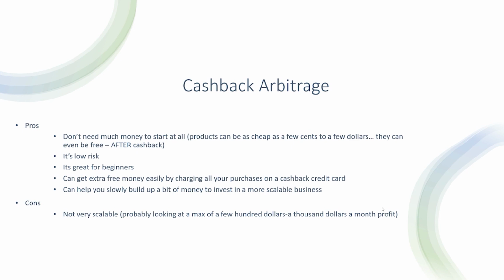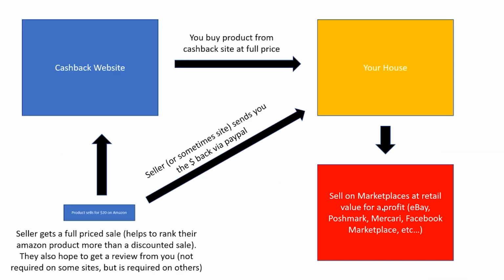Well, some of the pros are that you don't need much money to start at all. It's very, very similar to coupon arbitrage because products, again, can be as cheap as a few cents to a few dollars, and they can even be free after the cashback, obviously, right? Because like with coupon arbitrage, you only need to spend like $1 or $2 potentially, and sometimes even less, to buy the product outright. You're going to need the money to spend initially, but you will get that money back.